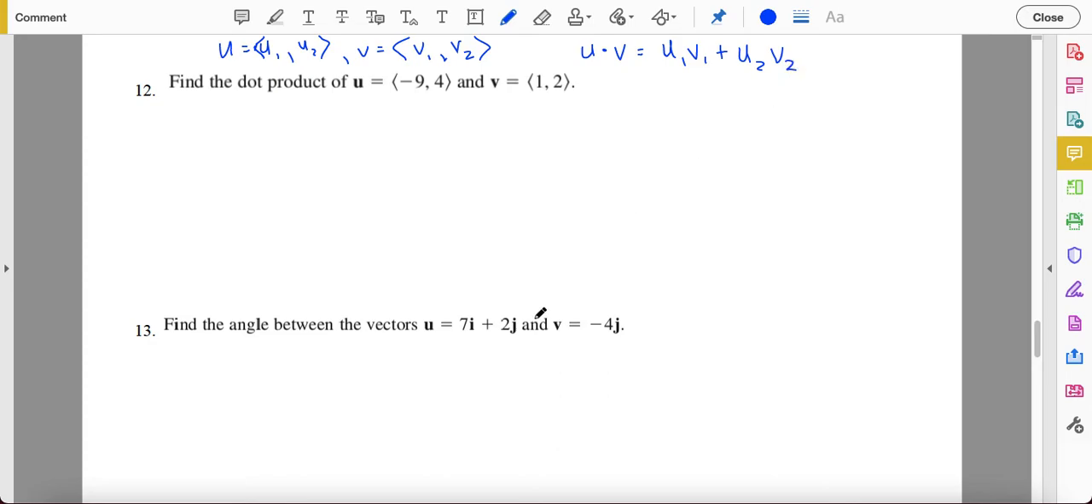All right, so find the dot product. So remember, this is our u1. Remember, this is our x. We just multiply our x's. It's just the multiplication of the x's. So u dot v equals negative 9 times 1. Remember, that's u1 v1 plus u2 4 times v2 2. So it is negative 9 plus 8, which is negative 1. So that is our dot product.